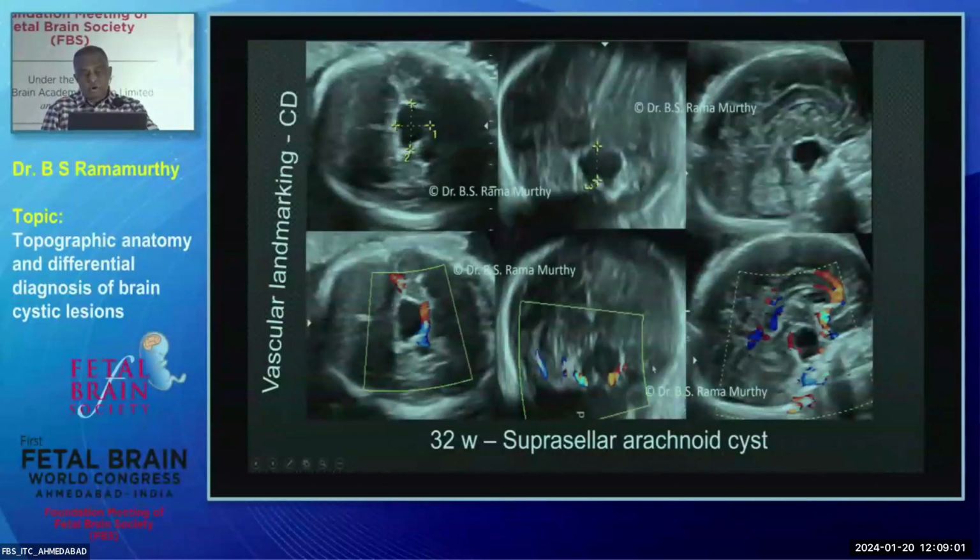You can go coronal, you can go sagittal, and you can go coronal and sagittal with the color on, and you will see the anterior cerebral artery out here, the posterior cerebral artery posteriorly, and on the coronal, you see the two middle cerebral arteries. What proof do you want to say that this is suprasellar?